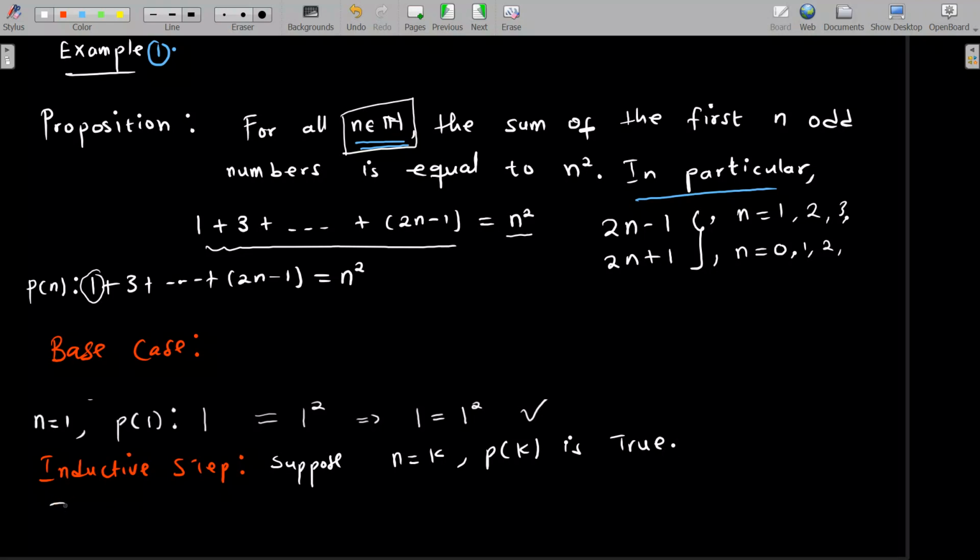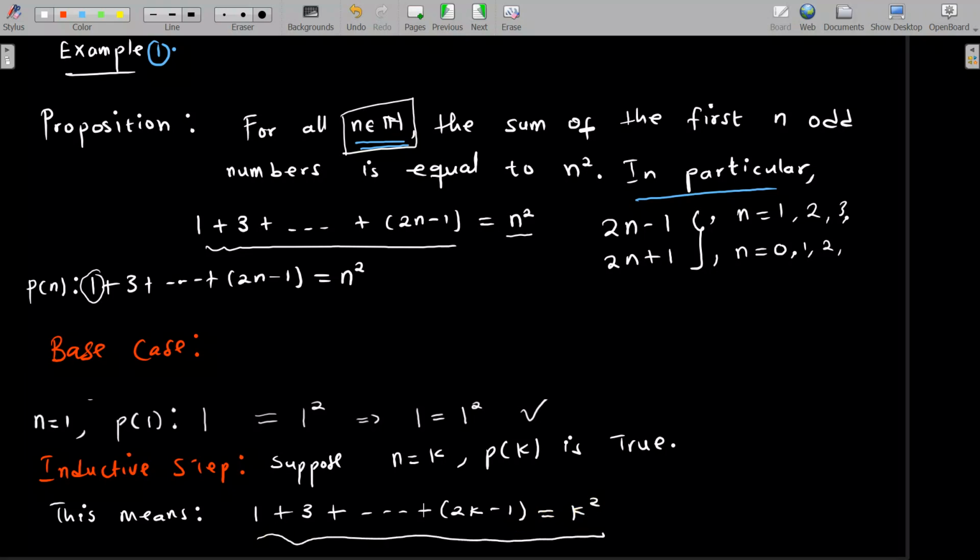This means that if I have 1 plus 3 plus all the way to 2k minus 1, it should give me k squared. This step is very, very important. You're going to use it almost all the time. Now we're supposing that this is true, and we've been able to write P of k in this manner, right? So what does this tell you?